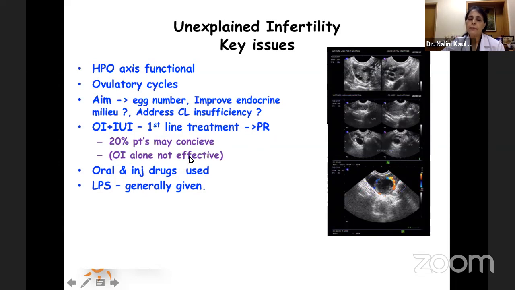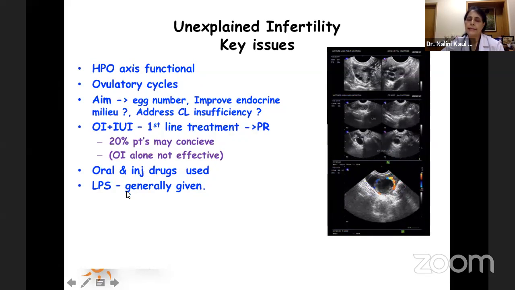Remember, ovulation induction alone is not effective in unexplained infertility. You have to add IUI to it as a first line treatment. Now, you can give both oral drugs and injectables, or the two together.